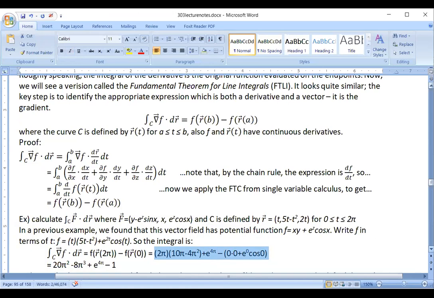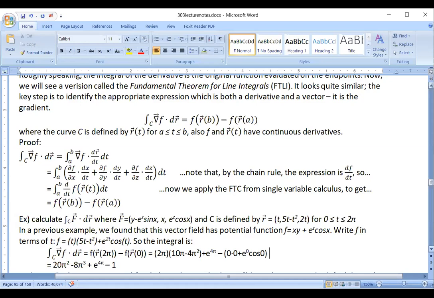And then you simplify and you just get 20 pi squared minus 8 pi cubed plus e to the 4 pi minus 1. Again, we're just plugging in. And that is how you get to do the problem, and it's that quick. Once you can identify the fact that the vector field is conservative and you have its potential function. So I should mention the last part where we're plugging in the endpoints to the potential function.